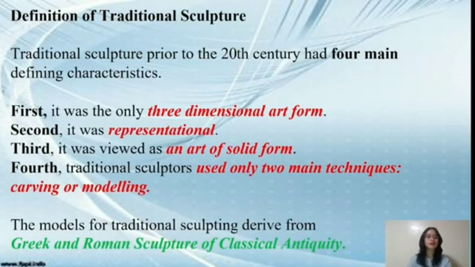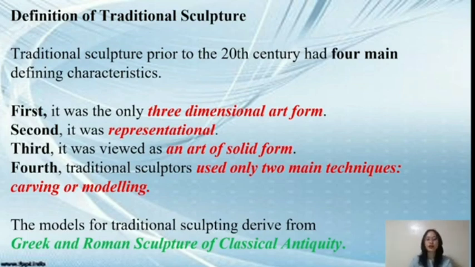Definition of traditional sculpture. Traditional sculpture prior to the 20th century had four main defining characteristics. First, it was the only three-dimensional art form. Second, it was representational. When we said representational, it represents what it represents. For example, a banana sculpture inspired from banana fruit. Third, it was viewed as an art of solid form. Sculpture daw kay makita nimo siya gikan sa solid form like wax, clay, wood, mud, and many more. Fourth, traditional sculptors used only two main techniques, carving or modeling.